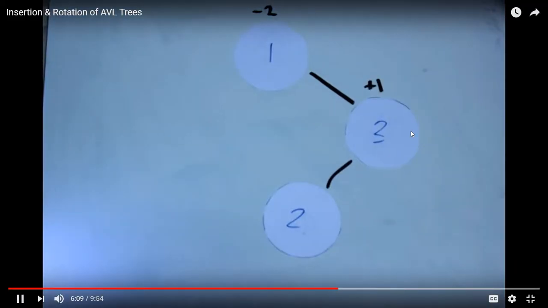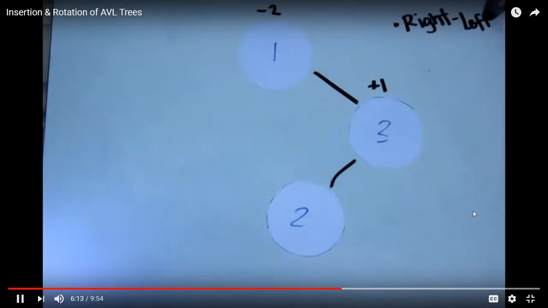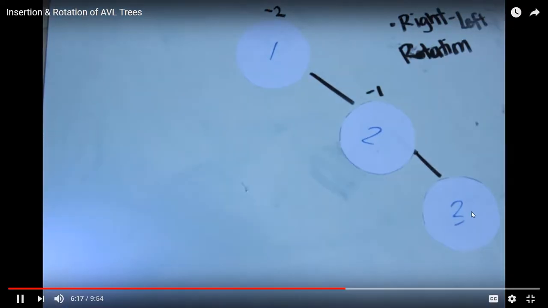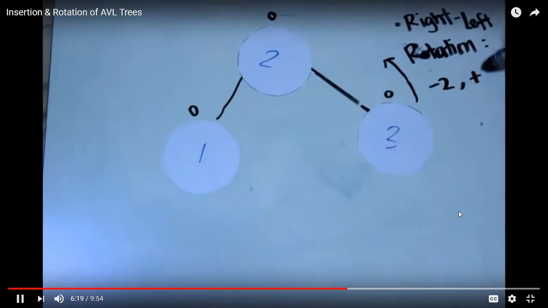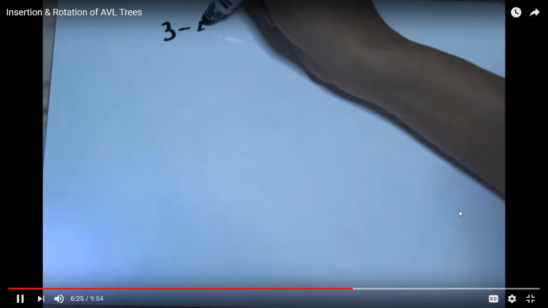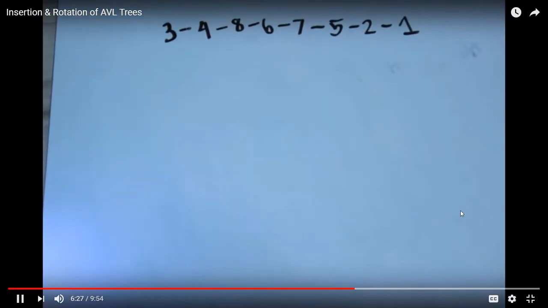But if the balance factor of a child is equal to positive 1, perform a right-left rotation. Again, a right-left rotation is a right rotation followed by a left rotation. Let's look at this example. Given the following nodes, perform insertion and rotation and balance the tree.